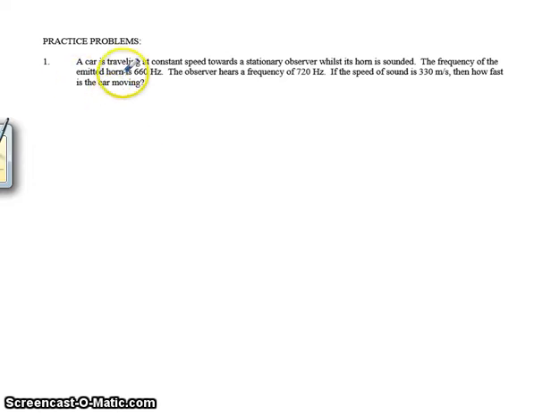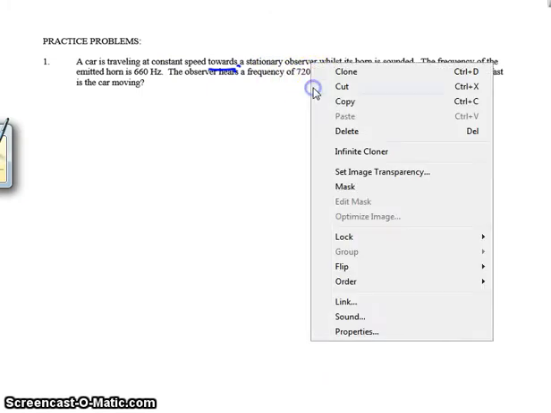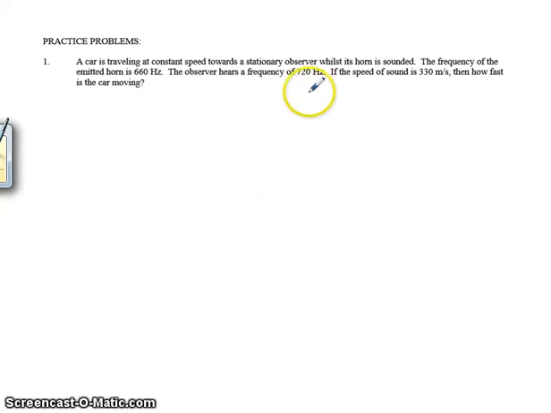Okay, so let's apply this to a few situations. Right. So our first problem is we have a car traveling at a constant speed towards a stationary observer. So we have toward, and we have our source of sound is moving. Okay, the stationary observer is not moving. So we're given the frequency, and we are given what the person hears, the shifted frequency. So this would be F prime, and this would be F, the 660 hertz, and the speed of sound is given as 330, and that is our V.